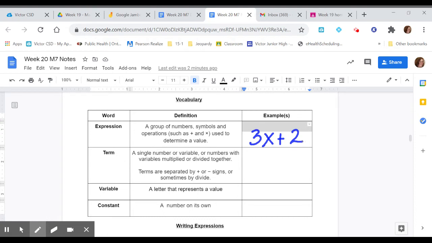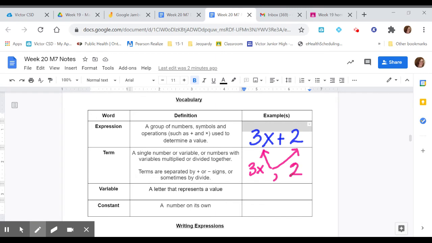Expressions are made up of terms, so the terms are the parts of the expression that are separated by the plus sign. So in this expression I gave, there are two terms there. There's the 3x and there's the 2. So 3x is a term and 2 is a term.